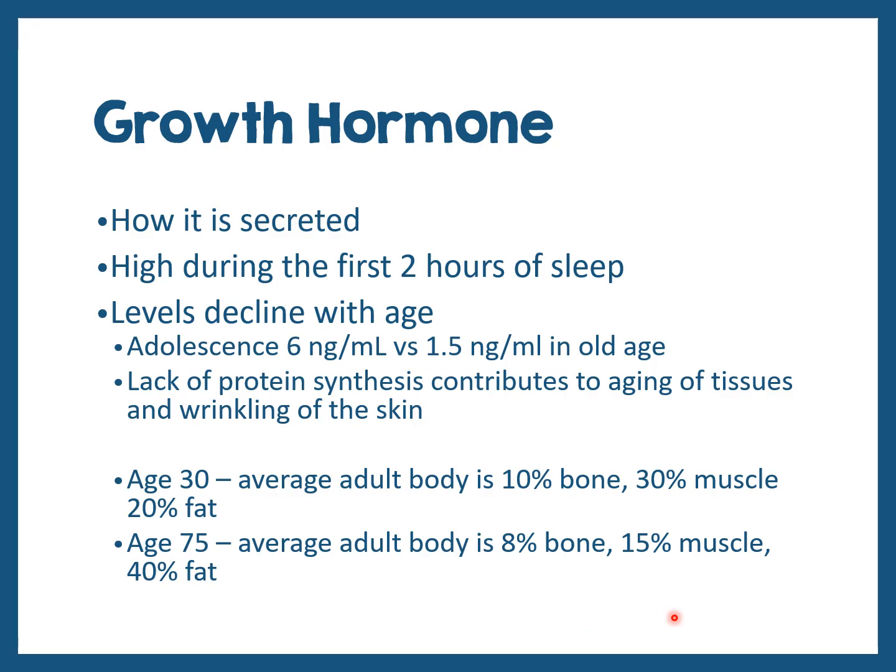And these numbers down here are just to reiterate that in somebody who's around 30, their adult body is about 10% bone, 20% fat, and like 30% muscle. But somebody who's about 75 is only going to have 8% bone, so a 2% decrease, but only 15% muscle. So that number is going to drastically decrease. And then we're going to have 40% fat. So the fat percentage doubles because we're simply not making growth hormone like we did when we were younger.